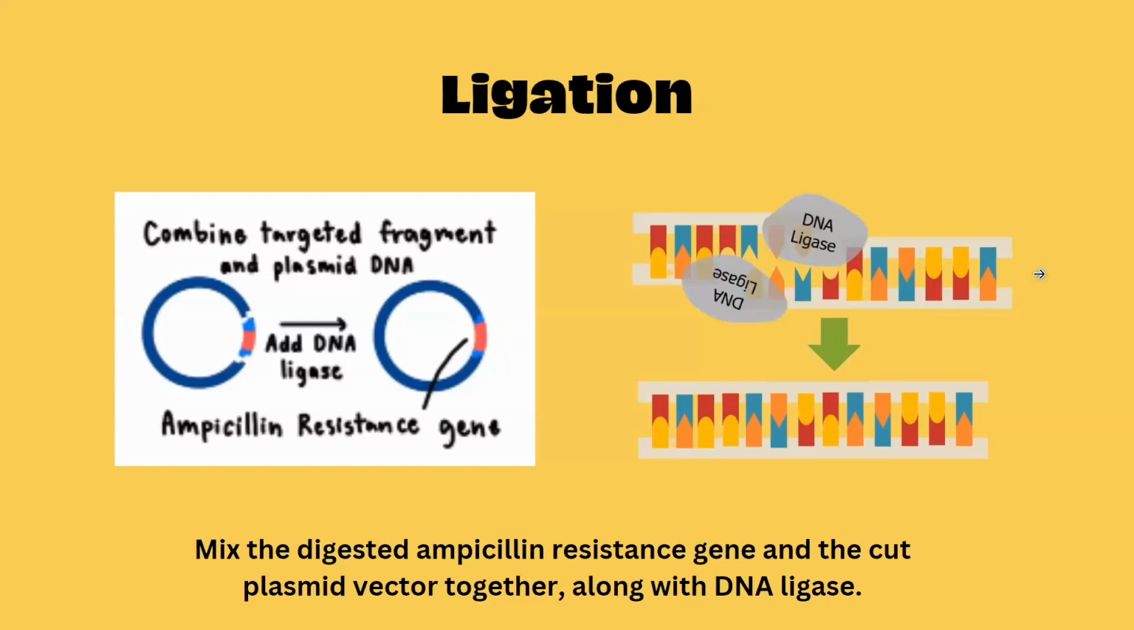Then the next step is ligation, which is mixing the digested ampicillin resistance gene and the cut plasmid vector together along with DNA ligase. This enzyme helps to join the two DNA fragments together by catalyzing the formation of two covalent phosphodiester bonds, creating a recombinant plasmid.